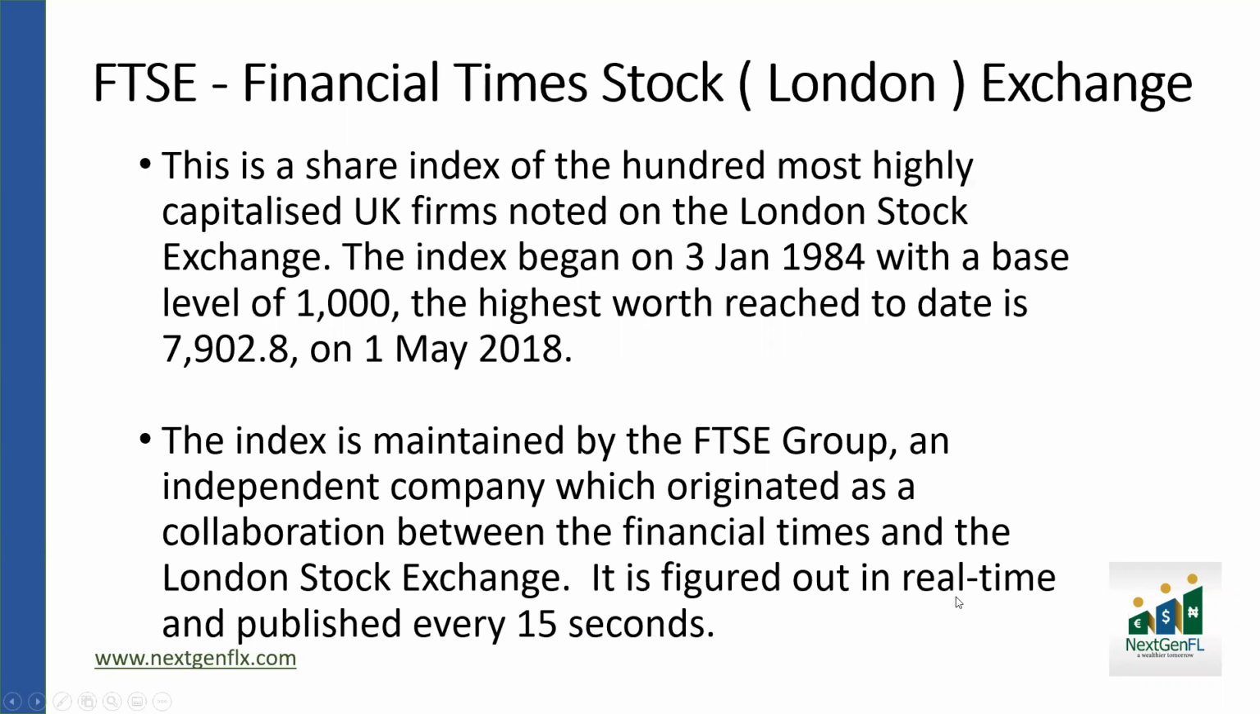And it's figured out in real time and published every 15 seconds. So like I said, they're the ones that do this complex calculation. They do it in real time, and every 15 seconds the figure comes out. So every 15 seconds, they take the current price of all those top 100 companies listed on the London Stock Exchange, do their crazy calculation, and the figure comes out. Then they do that calculation again in another 15 seconds. So obviously, if the stock market is performing well, the number will be going higher and higher. If the stock market is performing poorly and share prices are dropping, that figure will be falling, like you saw on the FTSE chart during the COVID crisis.